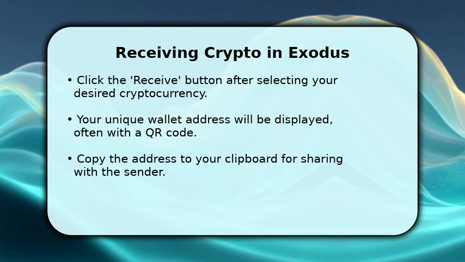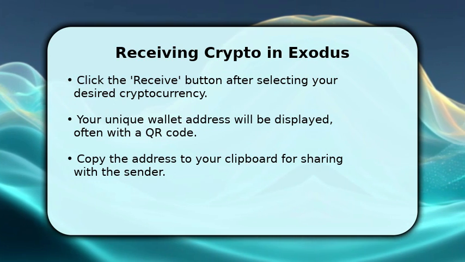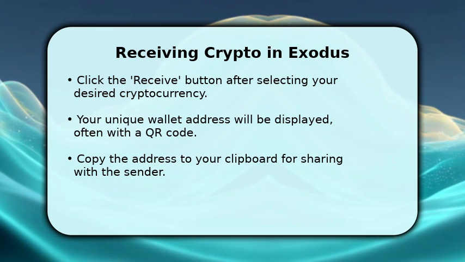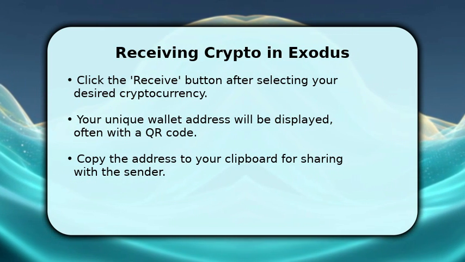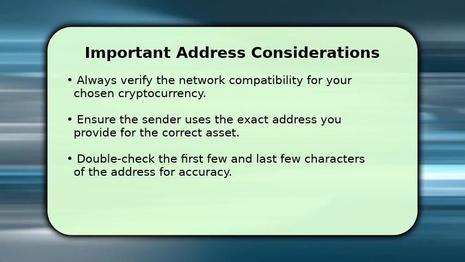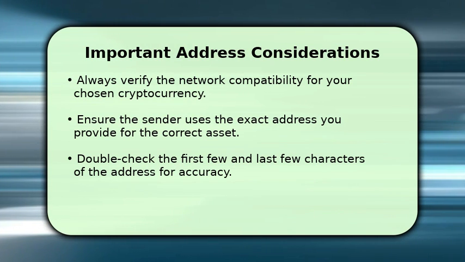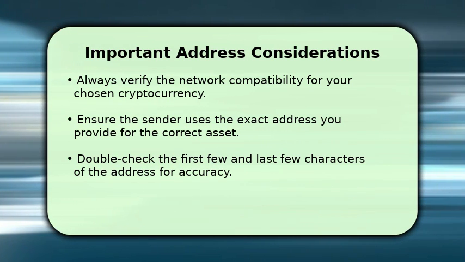Always ensure you are copying the correct address for the specific asset you intend to receive, as sending to the wrong address can result in permanent loss of funds. It is crucial to always verify network compatibility for your chosen cryptocurrency before sharing your address. For example, sending Ethereum on the Binance Smart Chain network to an Ethereum mainnet address will likely result in lost funds. Ensure the sender uses the exact address you provide for the correct asset.